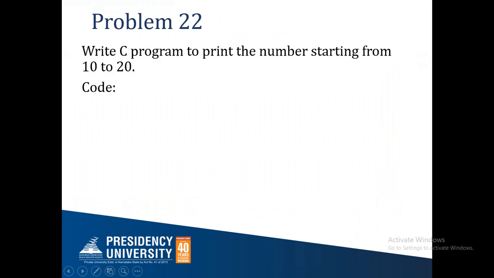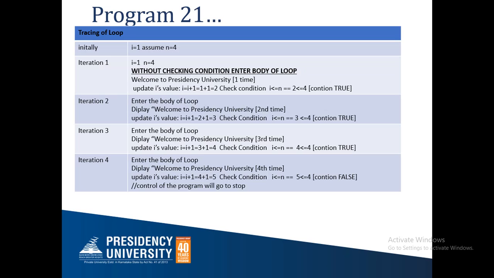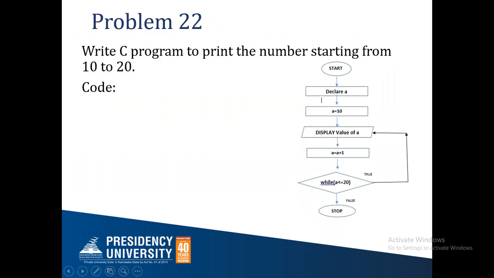The program number 22 talks about the program to print the numbers starting from 10 to 20. So we have to display the numbers 10, 11, 12 like this up to 19, 20. For this program also we have to use a do while loop. So we'll see the code. Before seeing the code, please see this flow chart.